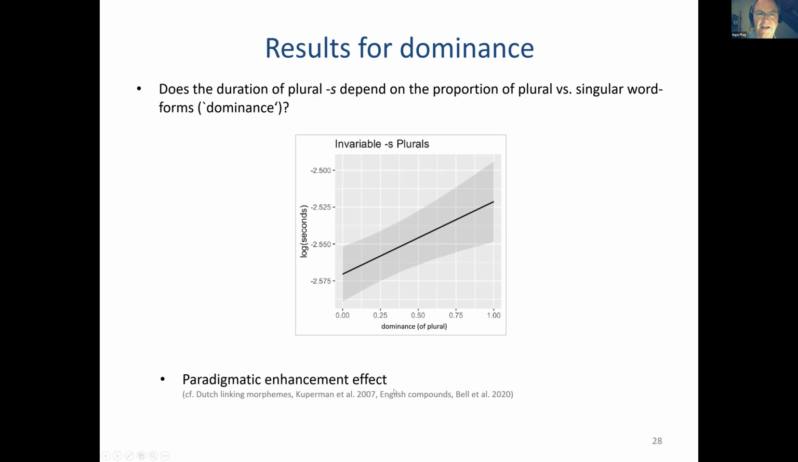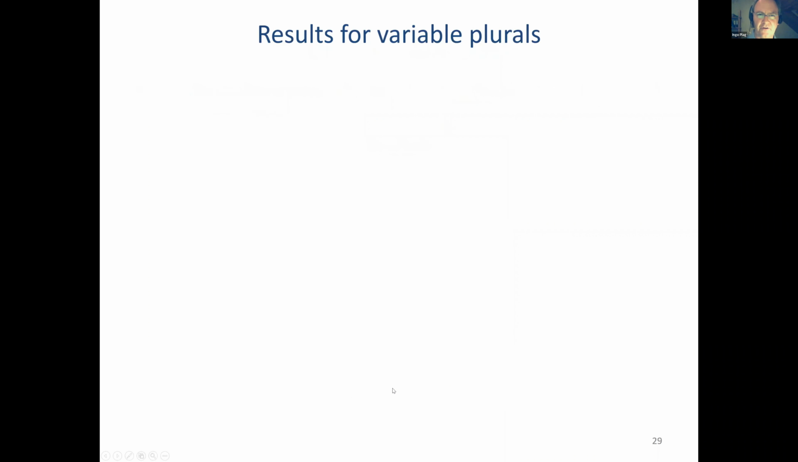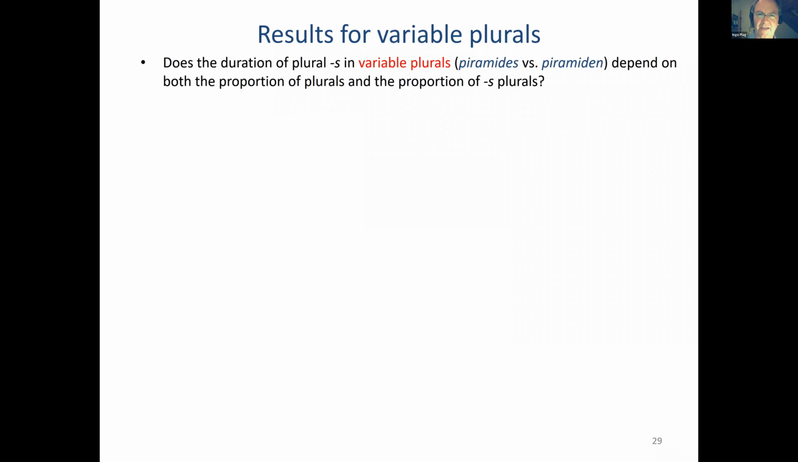Now, let's look at the variable plurals. This becomes more complicated. So the question is, does the duration of plural S in variable plurals depend on both the proportion of plurals and the proportion of S plurals? The proportion of plurals would be the plural dominant versus singular dominant. And then for the plurals, the proportion of the S plurals. How many S plurals do we get? How many plurals do we get?